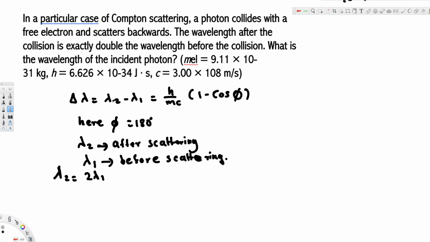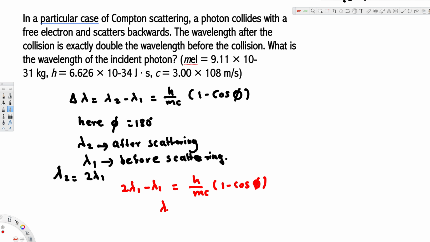If we plug this into this equation, we can make lambda 1 the only unknown variable, right? So lambda 2 is equal to 2 lambda 1, so this is going to be 2 lambda 1 minus lambda 1 equals h over mc times 1 minus cos phi. Okay, now let's go ahead and plug in the values.